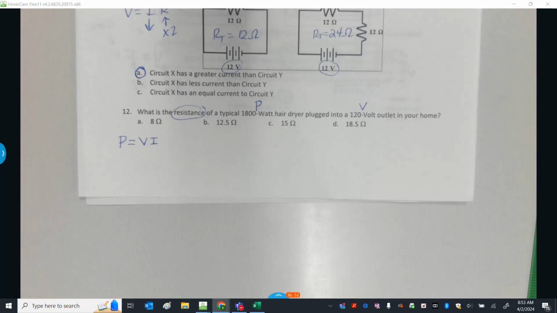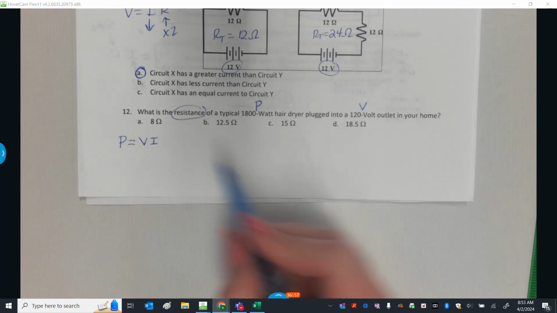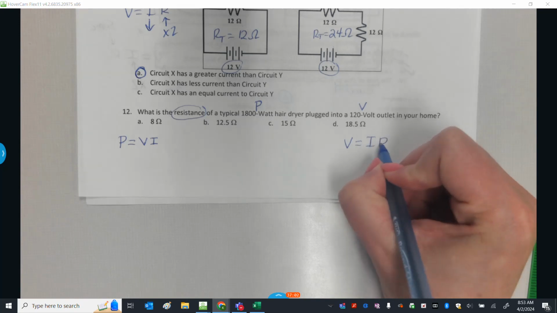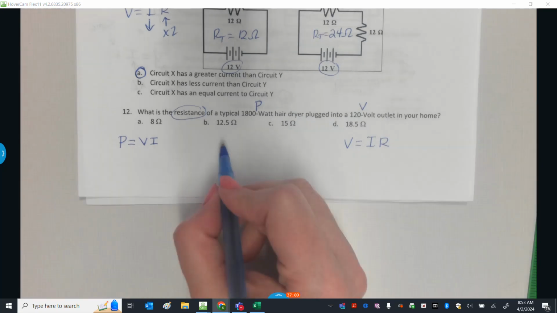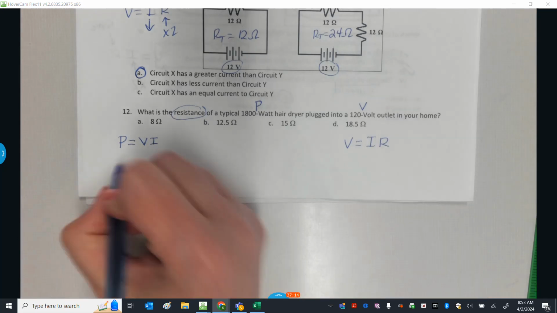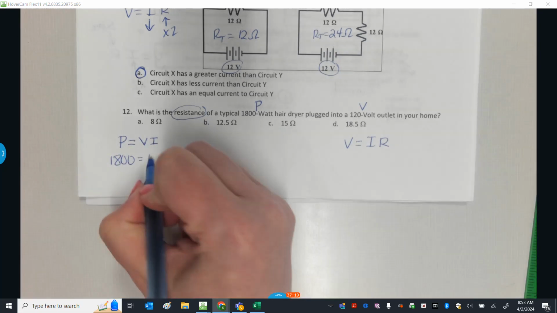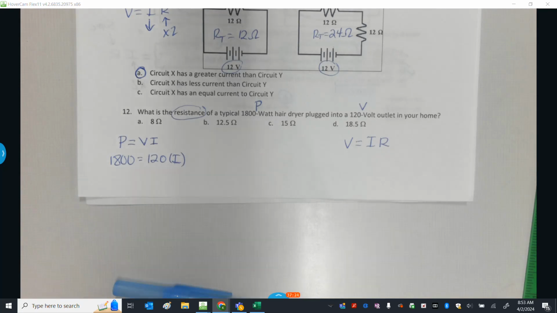Which means if I use my power equation to find current, I'm not done. I still have another step, and I can do that other step using Ohm's law. V equals I times R. There I can find the resistance. So this is a two-step problem. We're going to use the power equation to find current, and then we're going to use the current to find resistance. So my power, 1800, equals my voltage, 120, times I. If I want to solve for I, I need to do 1800 divided by 120, which is 15.